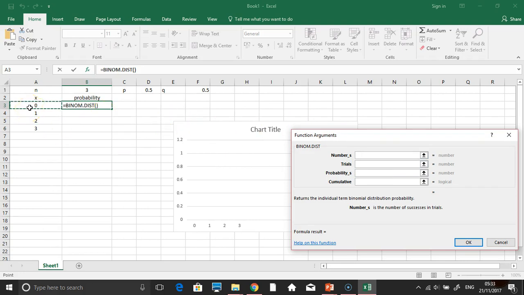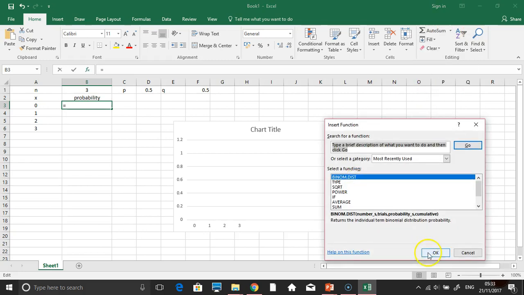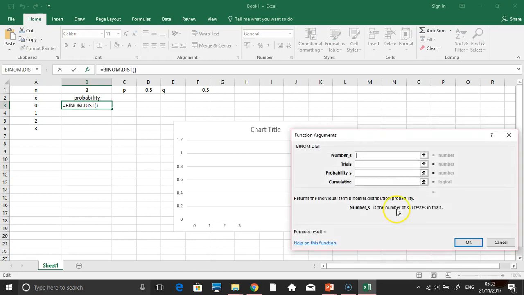Second. Let's start again. More functions. Binomial. So the number of successes in my trial. So I'm going to have that. Good, and let's pick that up.